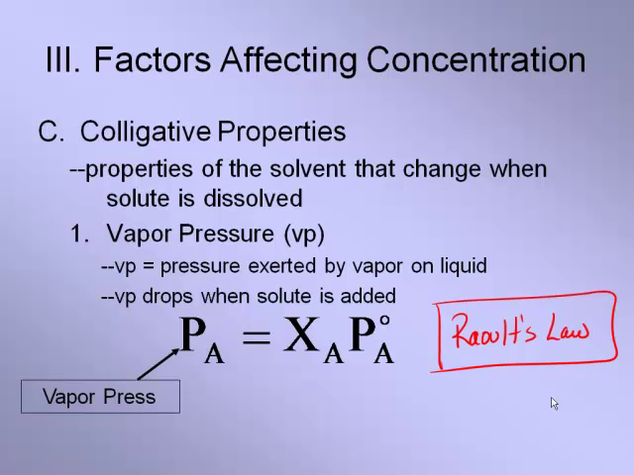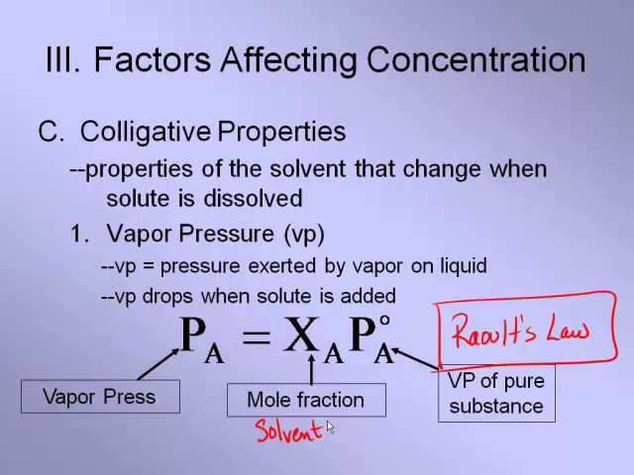What it means is the vapor pressure of a sample is equal to the mole fraction of the solvent in the solution times the vapor pressure of the pure substance. So, for example, if I have pure water in a jar, it will have a vapor pressure of exactly 1 atmosphere because water can evaporate at regular atmospheric pressure. Once I start adding solute, this mole fraction will start to become a number less than 1.